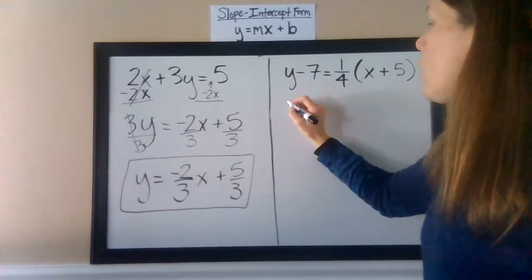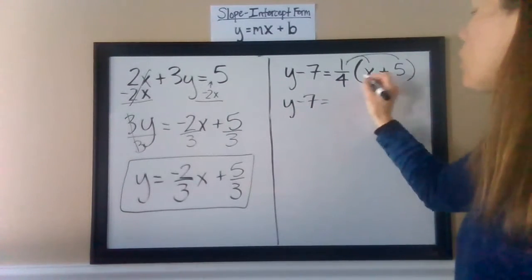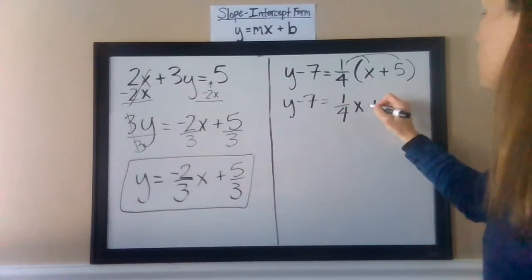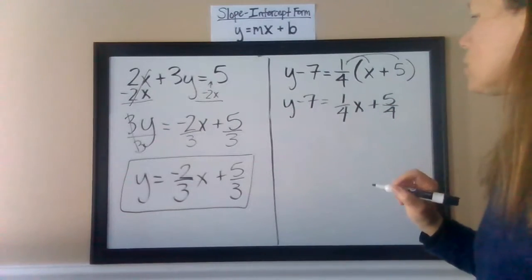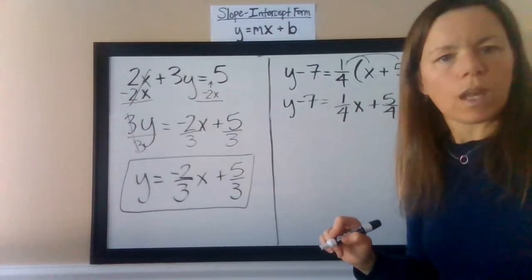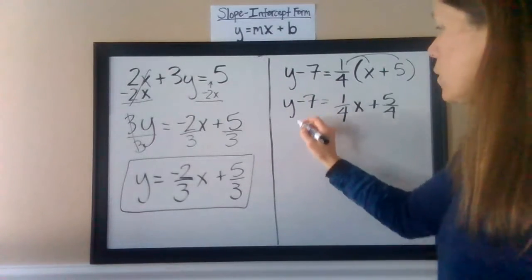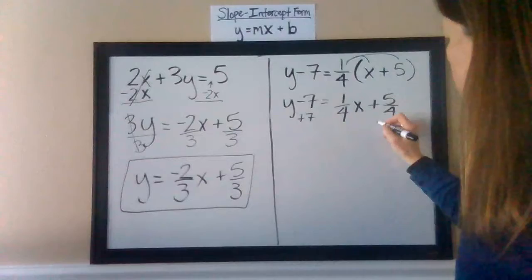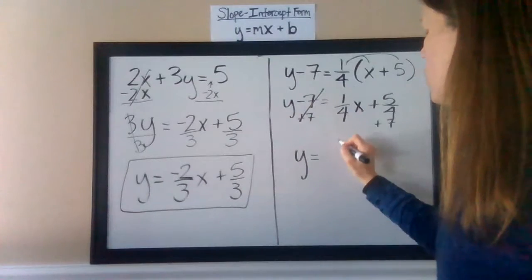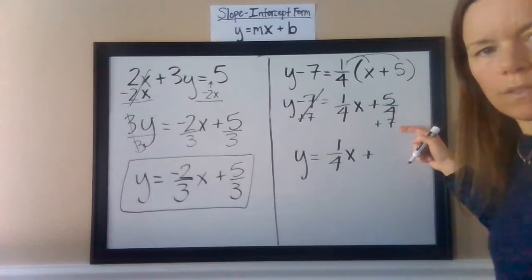So I'm going to start with y minus 7 equals, now let's distribute 1/4. So 1/4 x, 1/4 times 5 is 5/4, so plus 5/4. Great. So now I've got this y minus 7. I don't think that I want a 7 over there. In fact, I know I don't. I want just the y. So let's add 7 to both sides, and that's going to be to this one right here, plus 7. So the 7's cancel. I've got y equals 1/4 x plus, now let's see, I've got 5/4 plus 7.